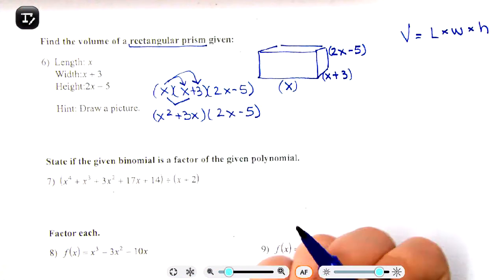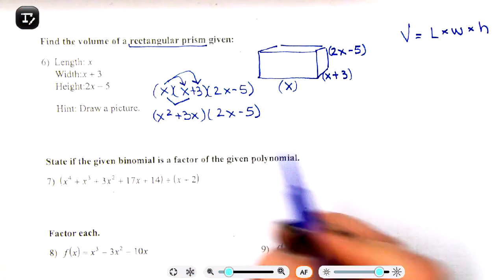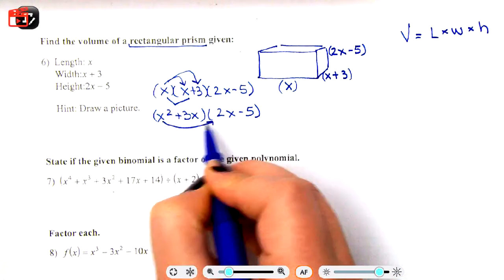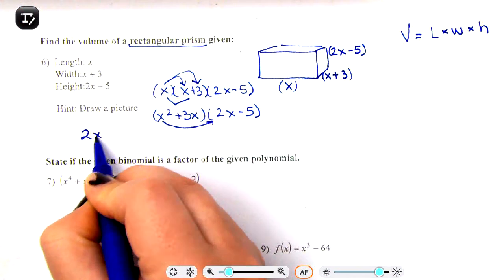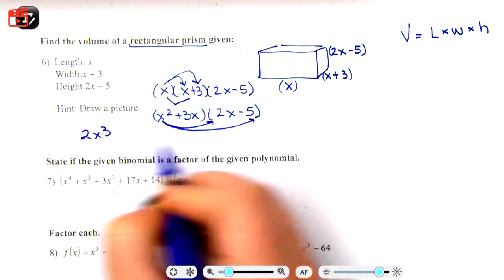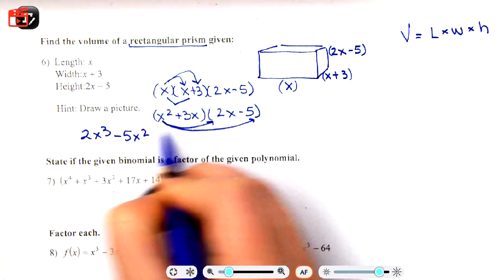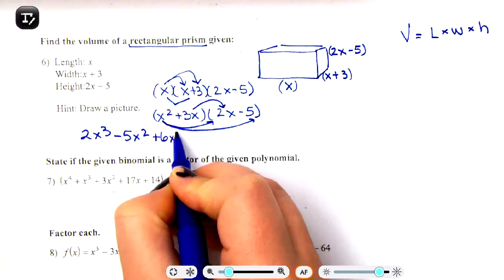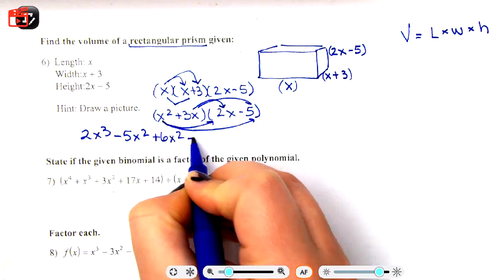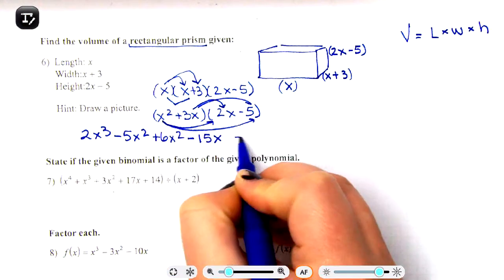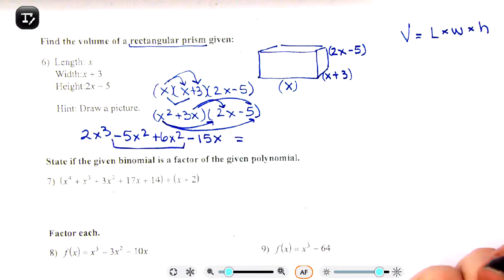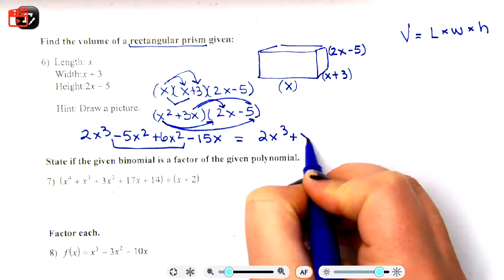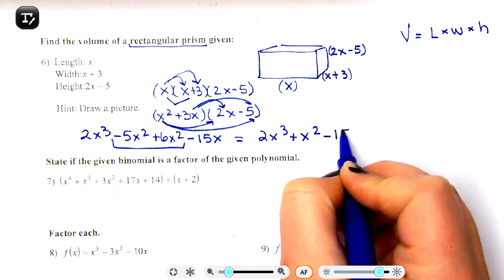Again, if you choose to FOIL this, that's good. If you want to do the box method, that's good too. I'm going to choose to FOIL it this one. That is 2x cubed. This one is minus 5x squared. This one is positive 6x squared. And then negative 15x. Again, the middle terms, you're going to simplify those. So we have 2x cubed plus an x squared minus a 15x.